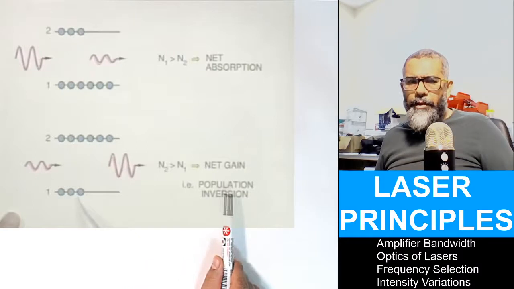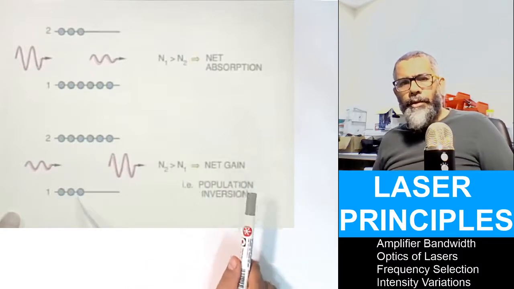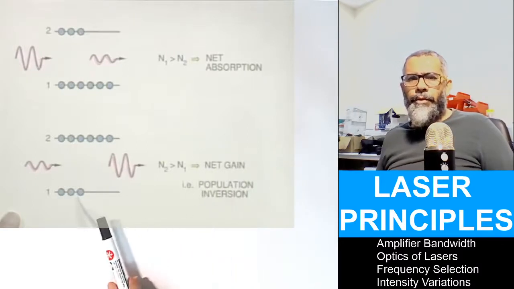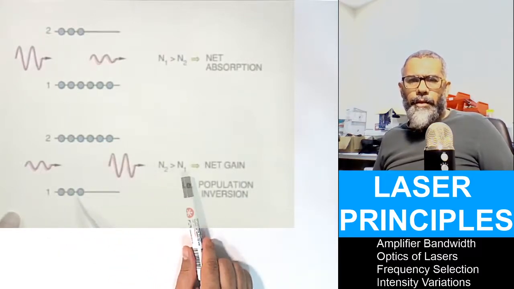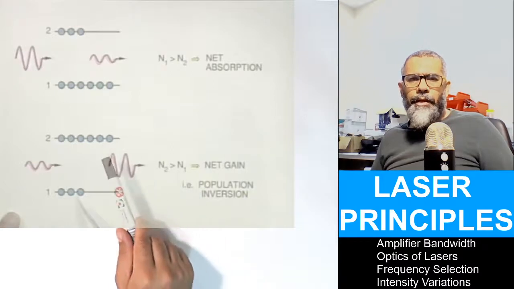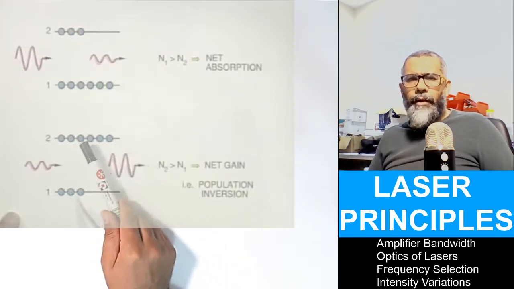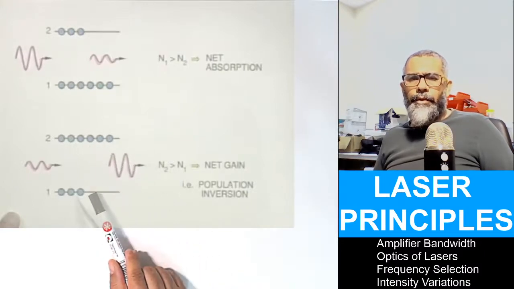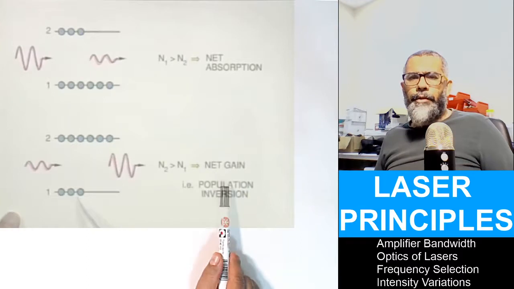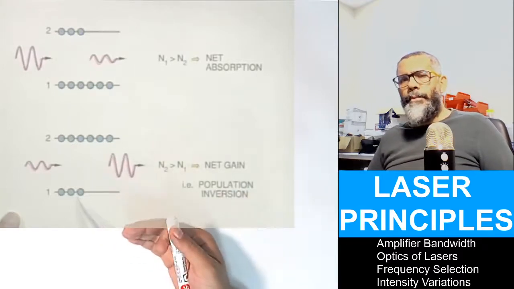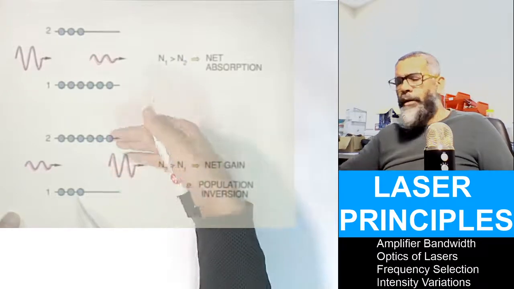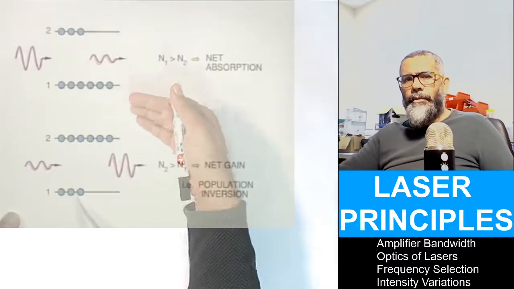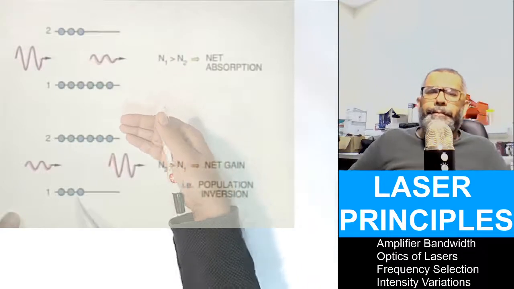This case is also known, in the laser literature, as population inversion. Population inversion just refers to the case that inside a medium, if you have more atoms at the excited level than at the ground state level, we have a population inversion. I mean, the population of the atoms at the excited level is higher.